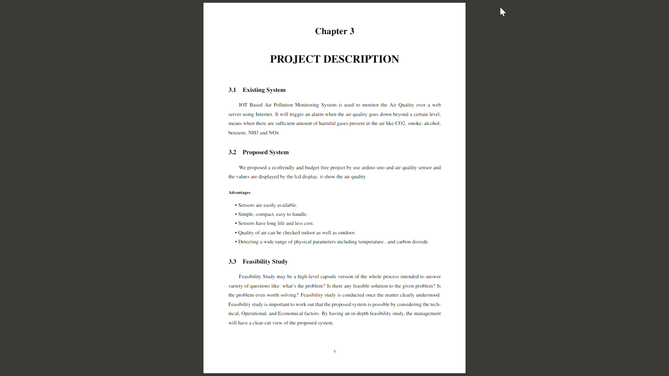Existing system. IoT-based air pollution monitoring system is used to monitor the air quality over a web server using internet. It will trigger an alarm when the air quality goes down beyond a certain level, meaning when there are sufficient amounts of harmful gases present in the atmosphere such as CO2, smoke, alcohol, benzene, NH3 and NOx. Proposed system. We proposed an eco-friendly and budget-friendly project by using Arduino Uno and air quality sensor, and the values are displayed by LED display. It shows the air quality.